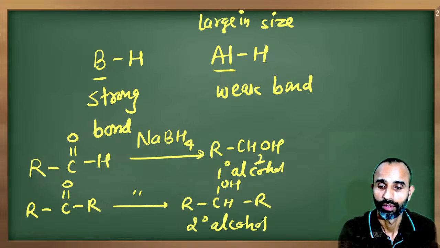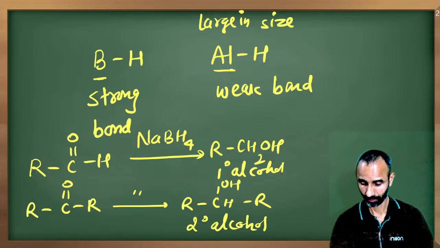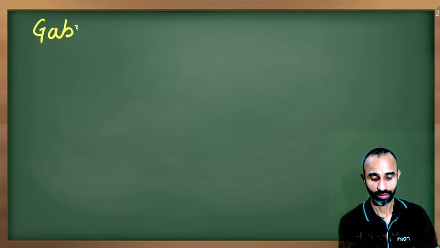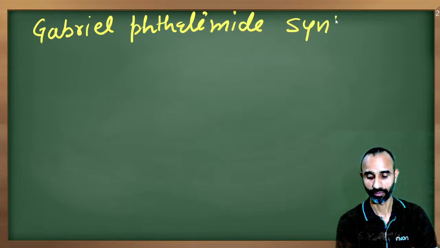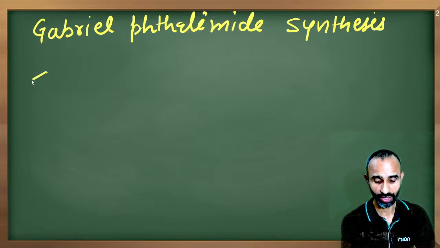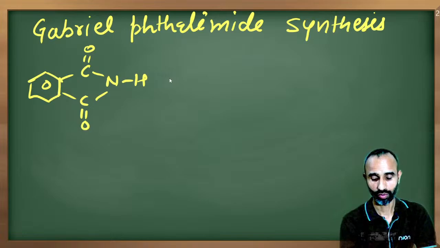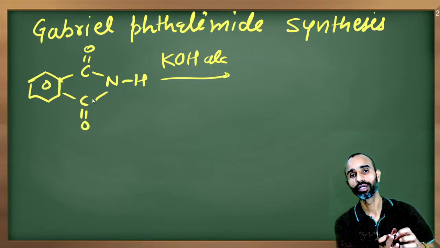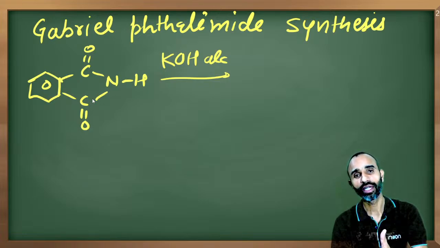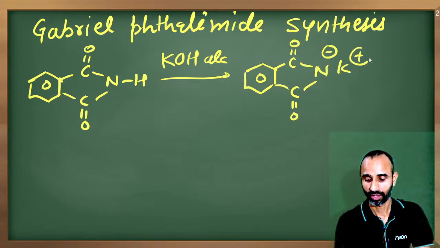Okay, now come to the next part. Gabriel phthalimide synthesis. So in Gabriel phthalimide synthesis, we start with phthalimide. Now phthalimide, when treated with alcoholic KOH, you know, CO groups are withdrawing groups, so they withdraw electron from nitrogen. Nitrogen in turn withdraws electron from hydrogen, and therefore there is an acid base reaction and we get N-alkyl phthalimide.